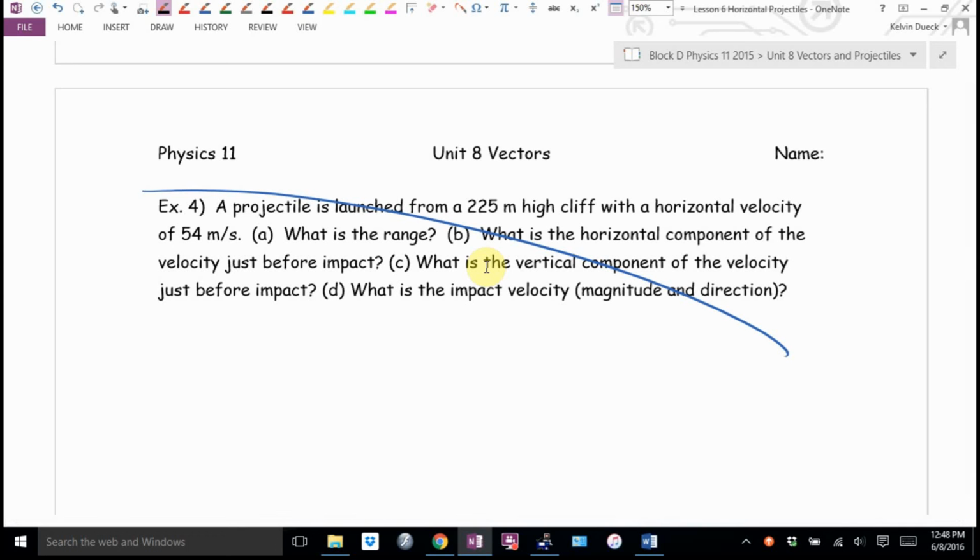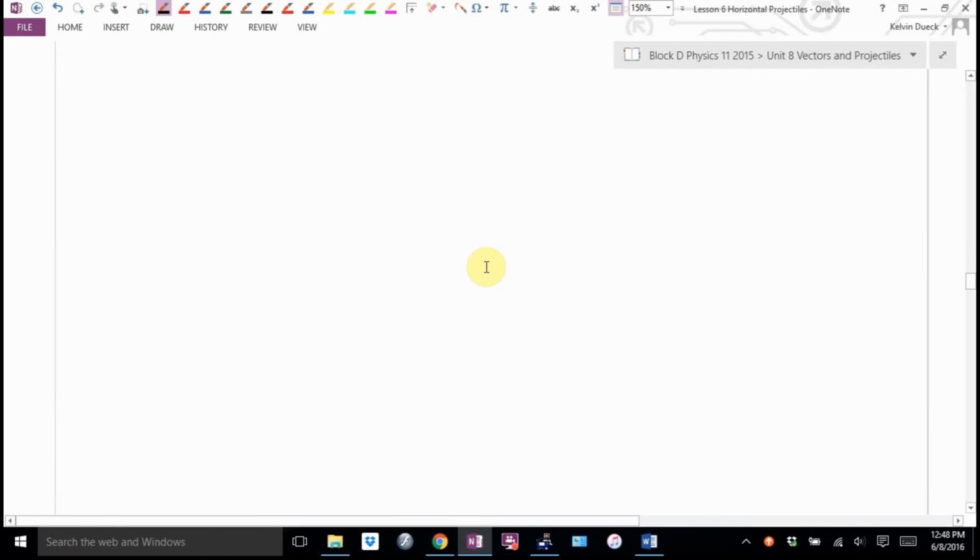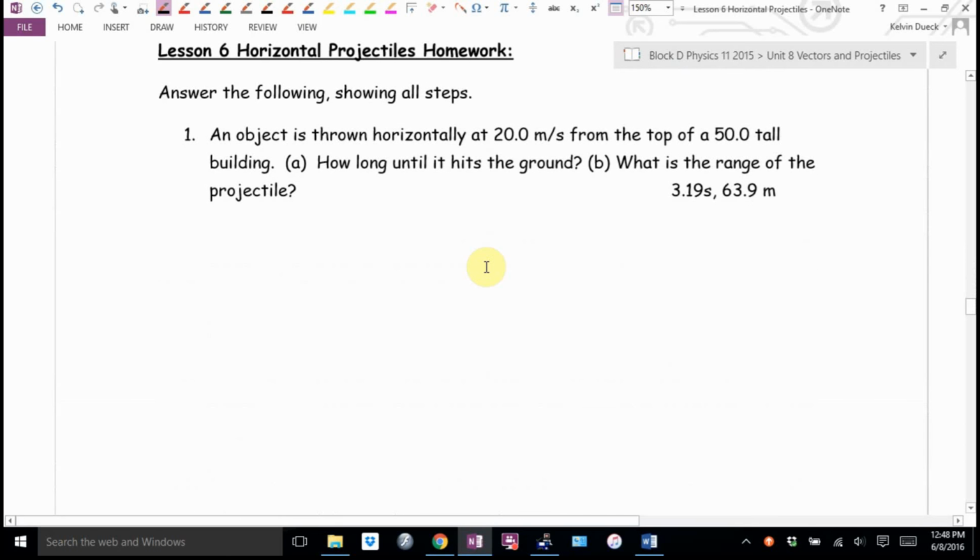That's going to be physics 12. That's what I was hoping to get to this year. What's your homework? I left you actual room for some reason on this assignment, so you can show your work right on this assignment.